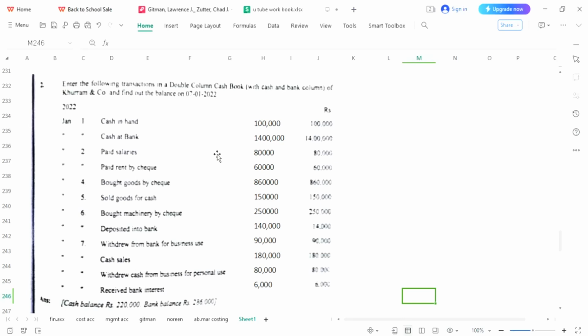Hey guys, hopefully everyone is doing well. Today's target is to solve the second question. The chapter we are related with is chapter number 8, cash book.